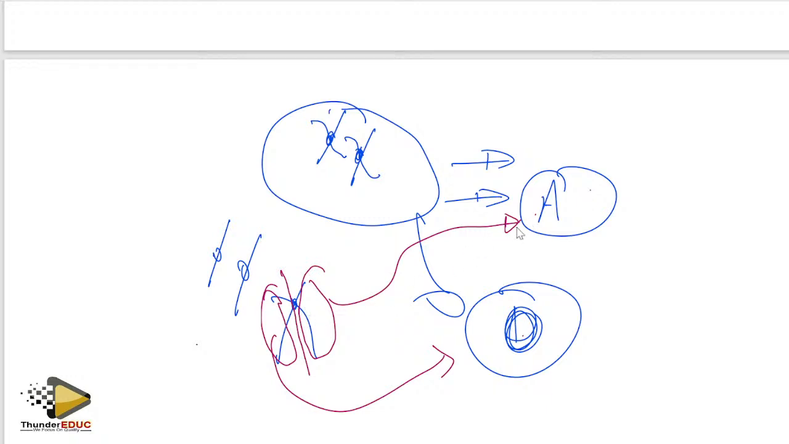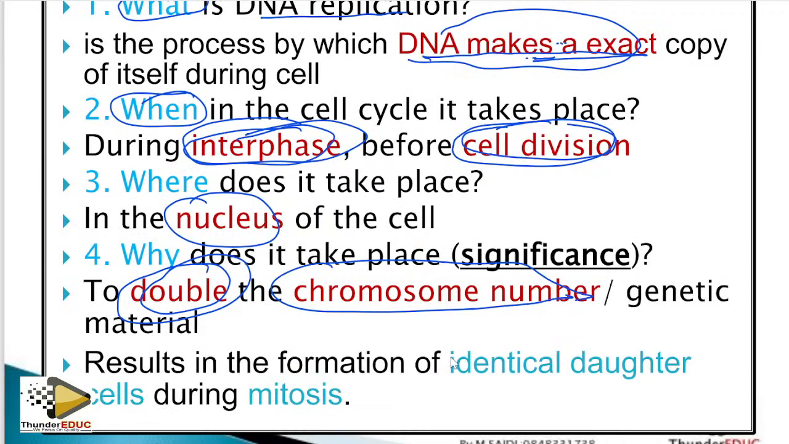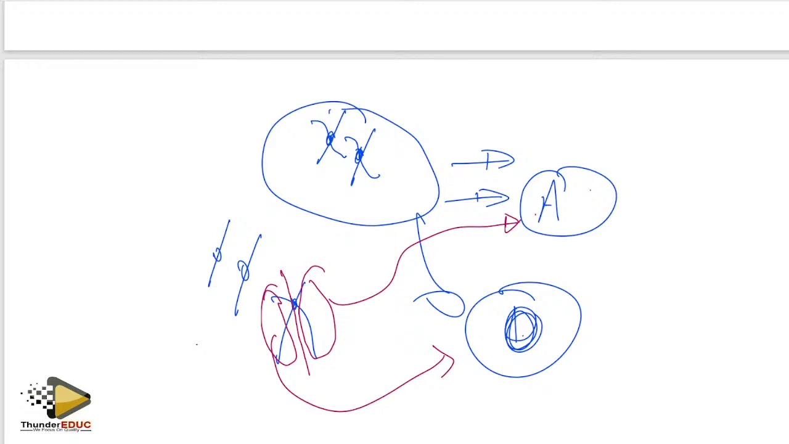Once they reach the cell, they become the chromosome. That's why we shall say that DNA replication occurs. Why? To double the chromosome number, so that during cell division, equal chromosomes can go to each what? Each cell. So basically, it results in the formation of identical cells. Yes, that's what we are talking about here, so that A and B can have an equal amount of genetic material.